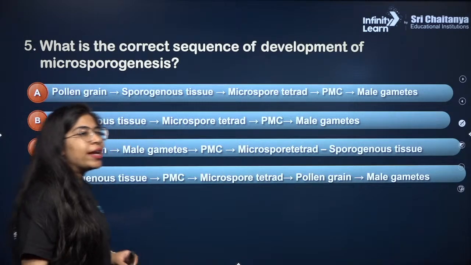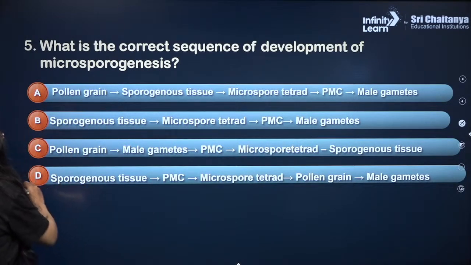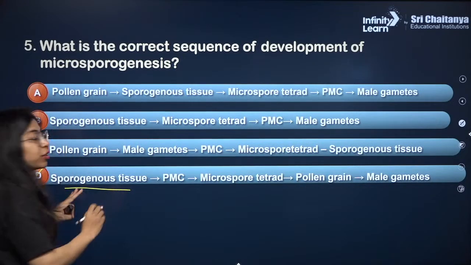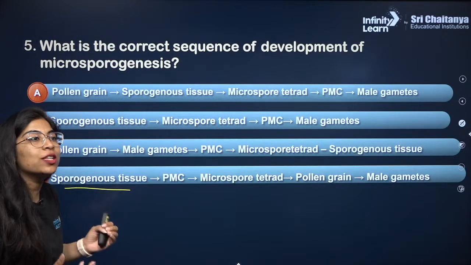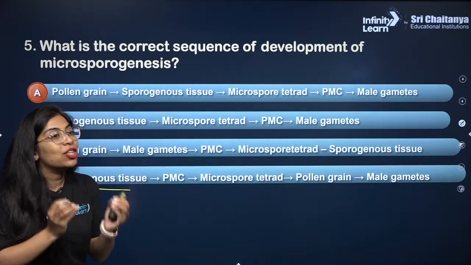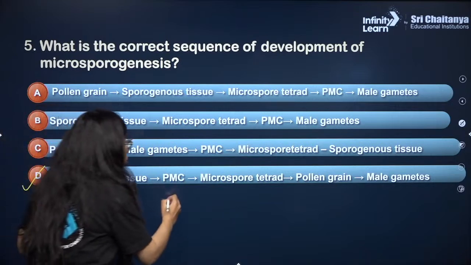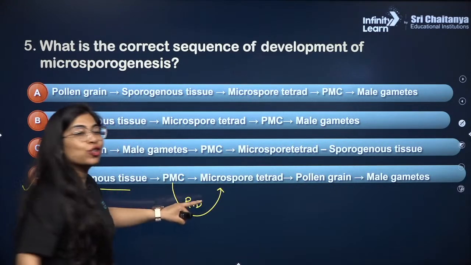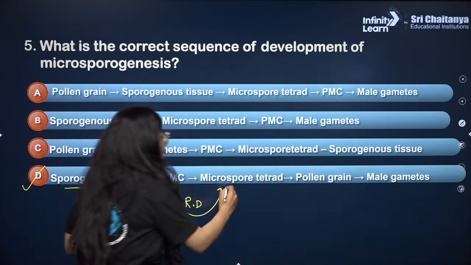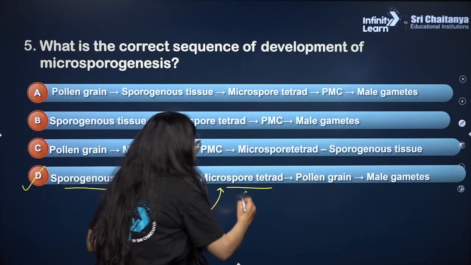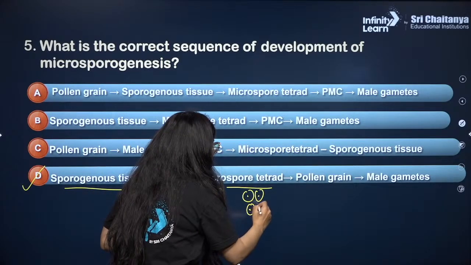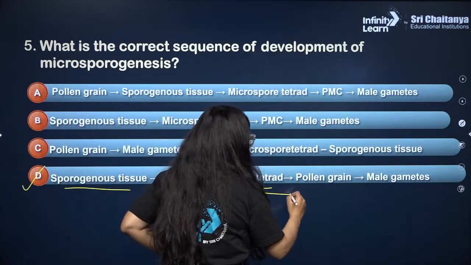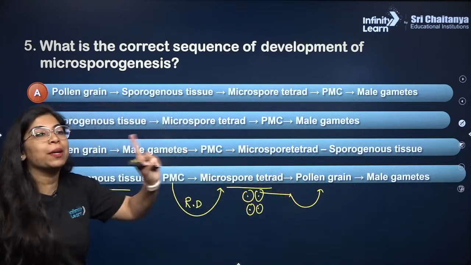Okay, everyone, very good. The answer to this question is option number D. Because we know that we have a sporogenous tissue for the first go. The cells of the sporogenous tissue are nothing else but the pollen mother cells. We know that the pollen mother cells undergo reduction division or meiosis to form the microspore tetrad. Tetrad means it's a group of four cells, everyone. It's a group of four microspores. Each microspore develops to form one pollen grain.